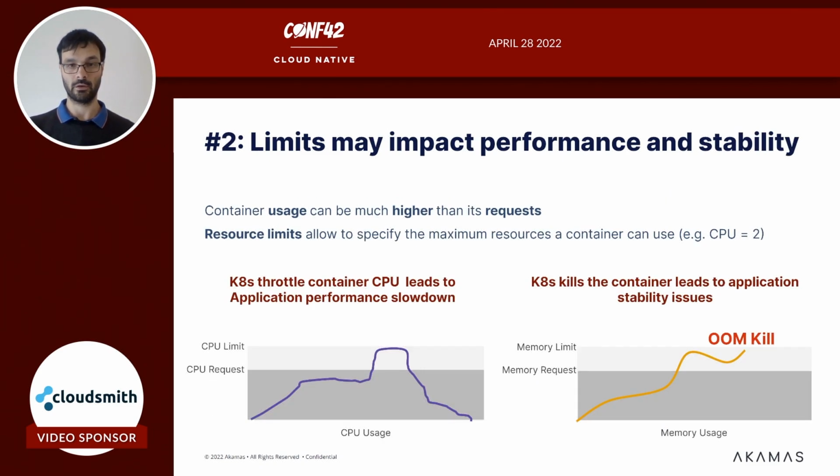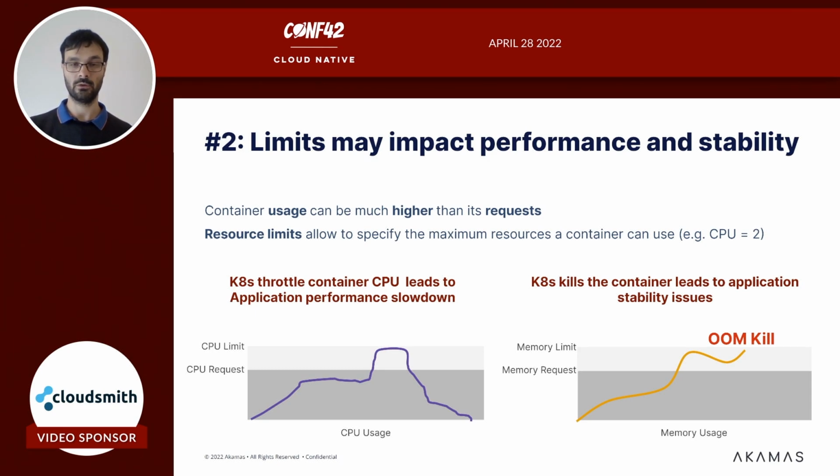The second important concept is resource limits. Resource requests are guaranteed resources that a container will get, but usage can be higher. Resource limits is the mechanism that allows you to define the maximum amount of resources that a container can use.